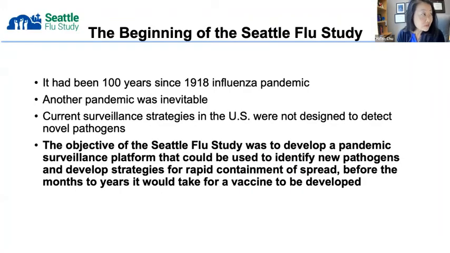So back when we started the Seattle flu study, it had been 100 years. We felt that another pandemic was inevitable, and we felt that the strategies that were in place in the United States were really not designed to detect novel pathogens. So when we set up the flu study, it was to develop a pandemic surveillance platform to find new pathogens and to contain spread before the months to years that it would take for a vaccine to be developed. And we called it the Seattle flu study because we used flu as our pathogen, and also because we felt that flu would be the source of the next pandemic.